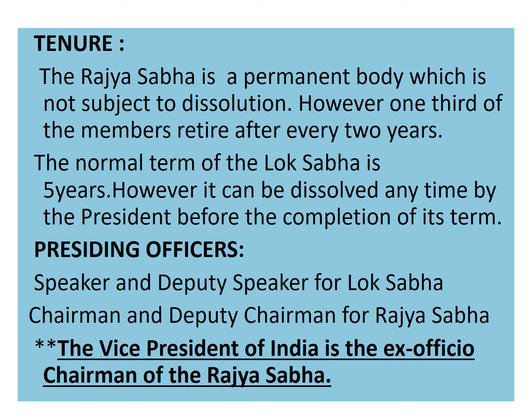Now, the tenure. Rajya Sabha is a permanent body, which means it cannot be dissolved. For example, if any emergency is declared, in that case Lok Sabha is dissolved, but Rajya Sabha is a permanent body. Only one-third of its members retire after every 2 years. So that retirement happens, but the house as a whole does not dissolve. Now, the normal term of the Lok Sabha is 5 years. It can be dissolved anytime by the president before the completion of its term. So before 5 years, if any emergency arises, the president can dissolve or end the term of the Lok Sabha.